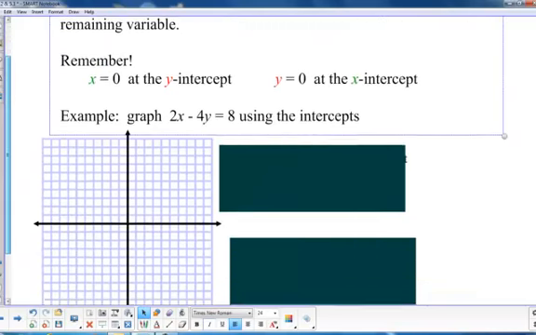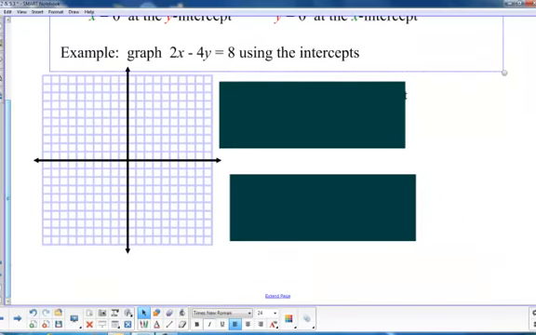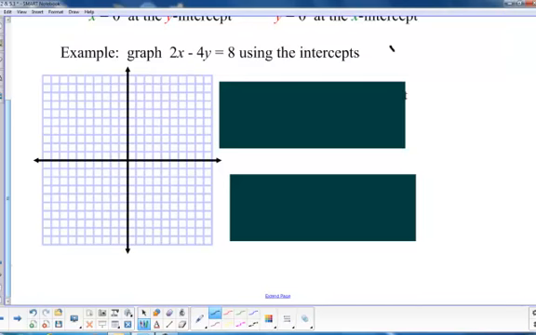So if we're going to graph this equation using the x and y-intercept, you can plug 0 in for x and solve for y. When we plug 0 in for x and solve for y, I'm going to not even look at this, because 0 times 2 is 0. So we would get negative 4y equals 8, because I just plugged 0 in for x, which means y equals negative 2. So that point is 0, negative 2. That's our y-intercept.